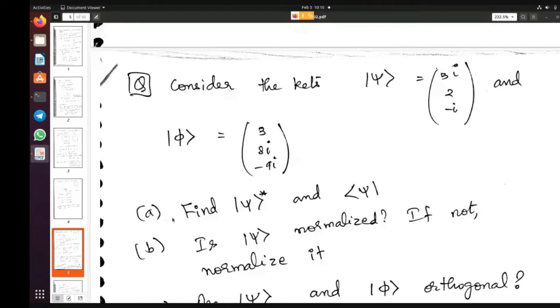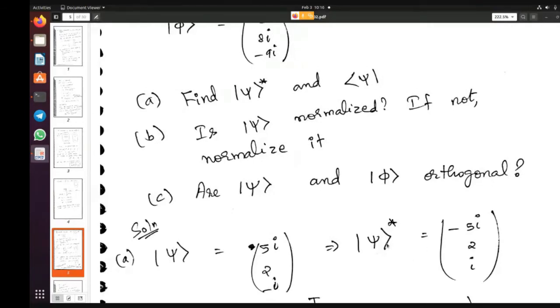What they want us to find is psi star, the complex conjugate of the ket. The complex conjugate of the ket would be just replacing all the complex numbers with the opposite sign. Here we have 5i, so we will get minus 5i for psi star. 2 remains 2, and minus i becomes plus i. So psi star is minus 5i, 2, and i.